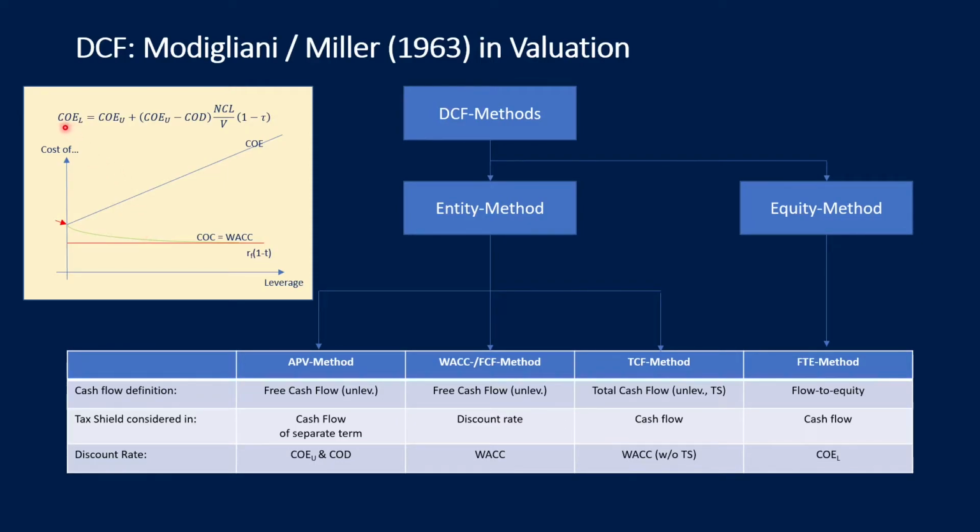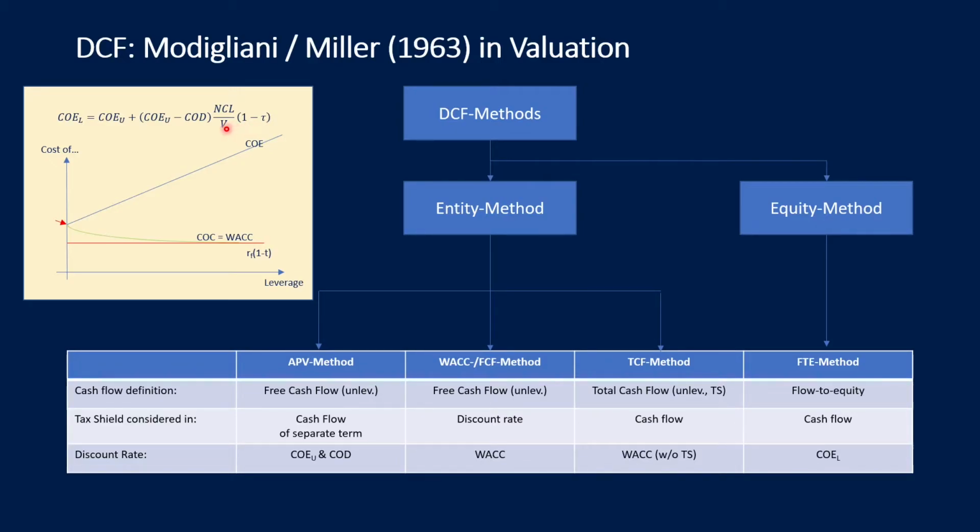Modigliani-Miller assumed that the cost of equity, so the discount rate that we need for discounting, of a levered firm can be given by the cost of equity of an unlevered firm plus, in brackets, the cost of equity of the unlevered firm minus the cost of debt, times the leverage ratio, times 1 minus tau, which means 1 minus the tax rate.